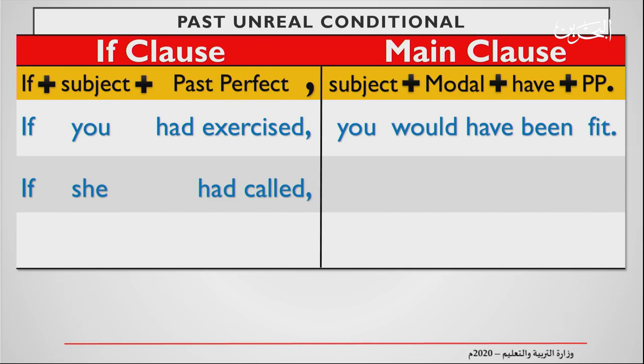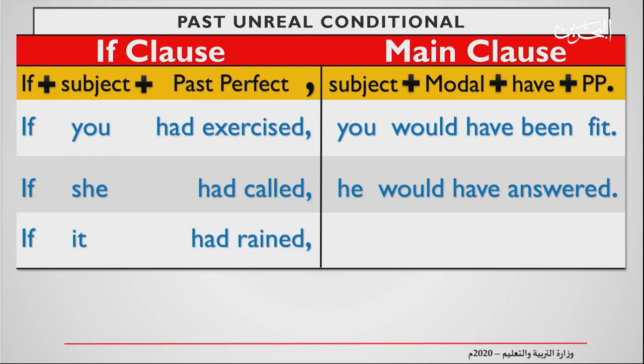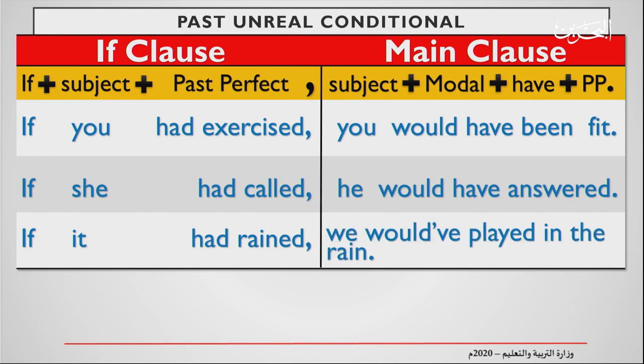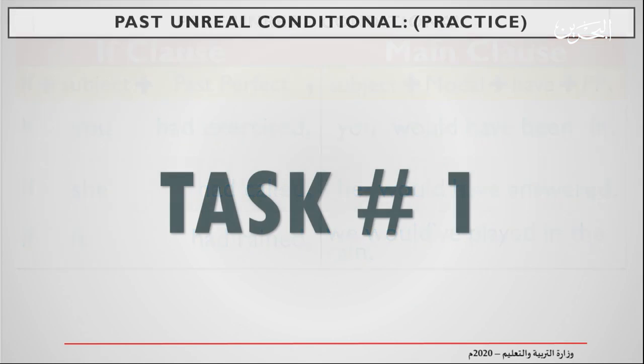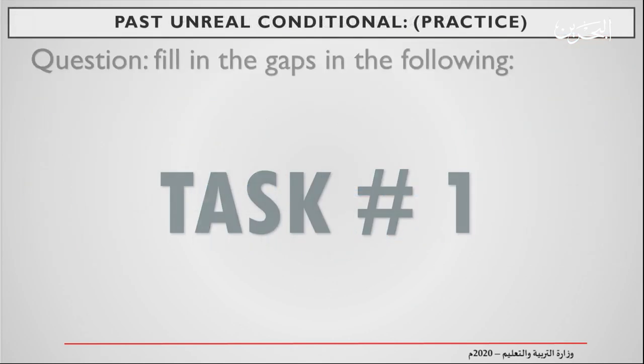Second example, if she had called, past perfect, comma, he would have answered, full stop. A third one, if it had rained, past perfect, comma, we would have played in the rain, full stop. We would have is would have, and played is the past participle of play, and the rain is the complement of that clause. So let's jump to task number 1.